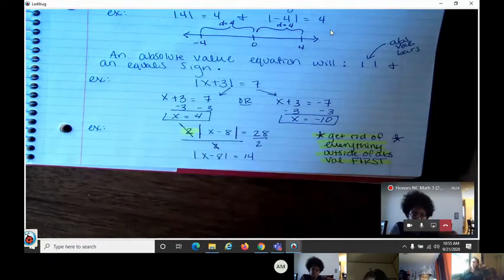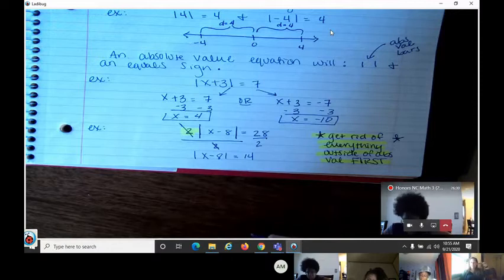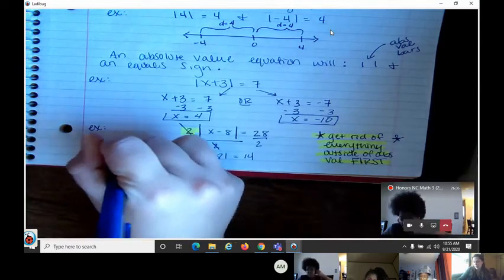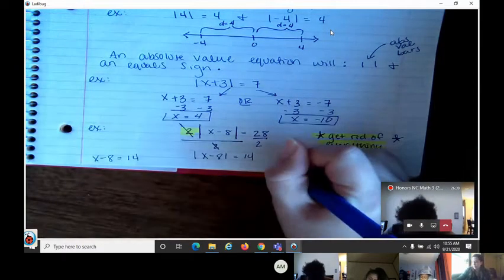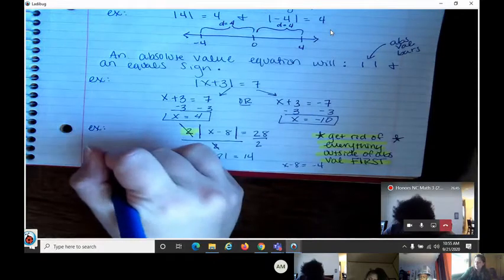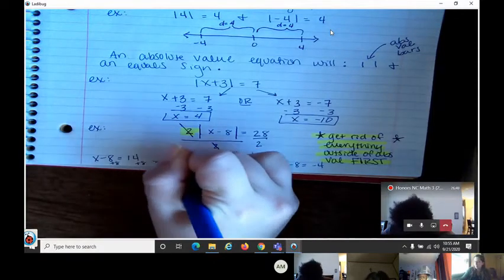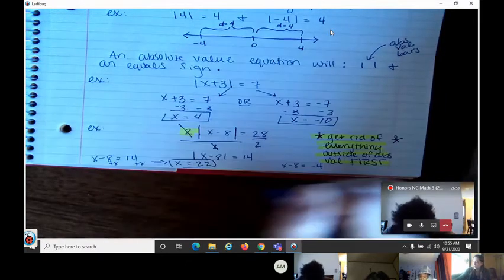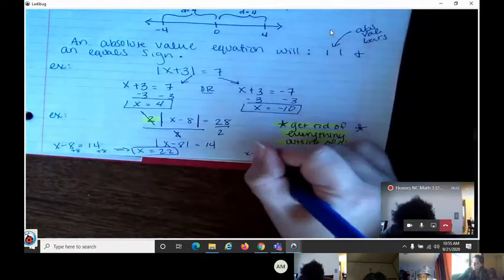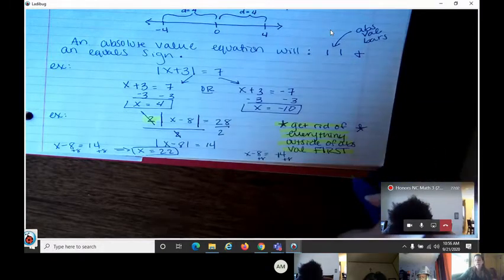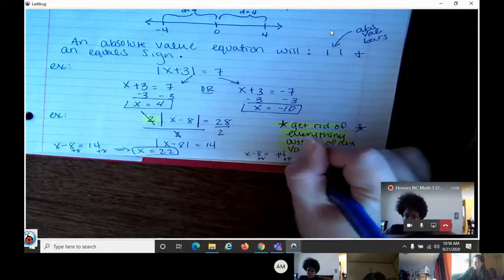And then from here, I'm totally running out of room. From here, we would split into our two equations, our two possibilities. So we would have one equation where x minus 8 was equal to 14, and one equation where x minus 8 was equal to negative 14. I would add 8 to both sides in both equations. And in the first one, I should get that x is equal to 22. And in the second one, so plus 8, negative 14 plus 8 should give me x equals negative 6.